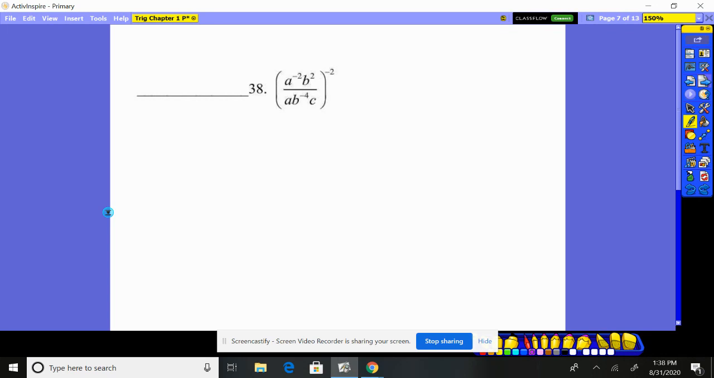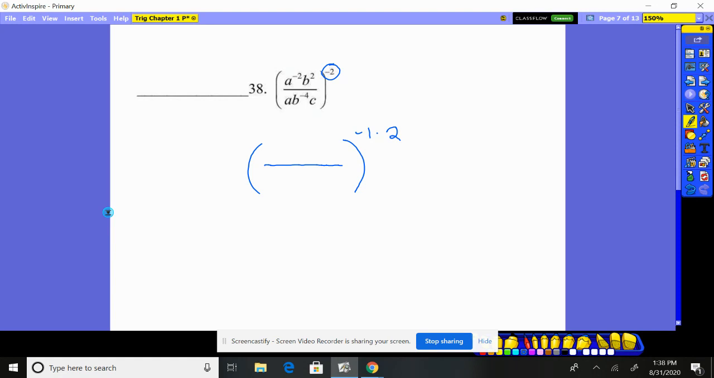38. Now, these are a little tricky because it's this whole thing to the negative 2. Well, before we do anything, we need to clean up that inside. So I'm going to move things around. I'm going to clean it up. But this negative 2 will become a negative 1 times 2. And negative 1 is the reciprocal button, basically. It says, give me the reciprocal of it. But first, let's clean this up.